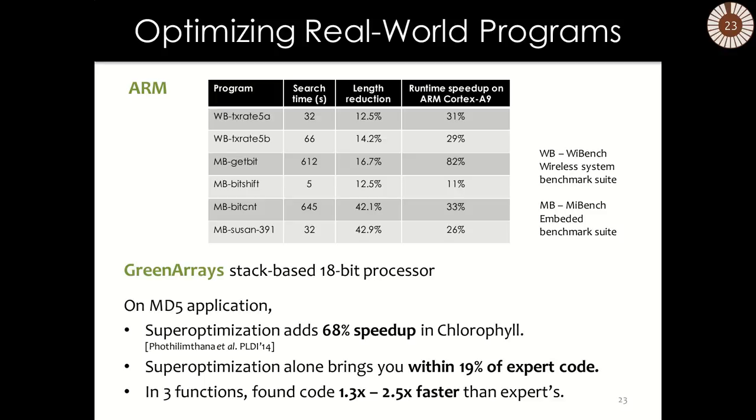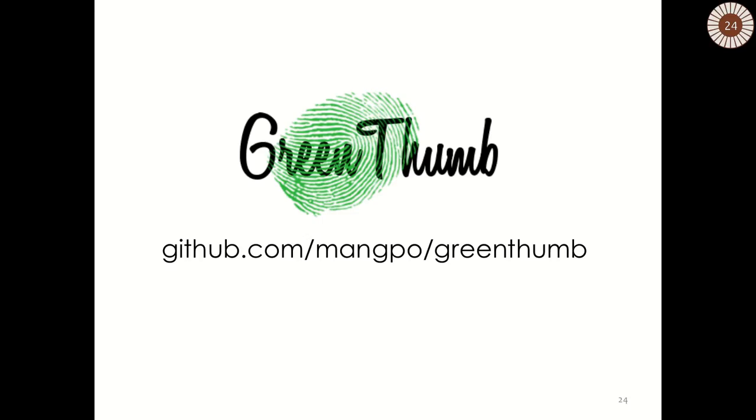We also built a superoptimizer for GreenArrays, which is a stack-based 18-bit processor with 144 cores, very different from ARM. This demonstrates that GreenThumb can support very diverse types of processors. And this is GreenThumb. It is available on GitHub. Thank you.